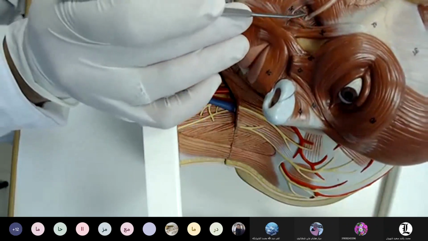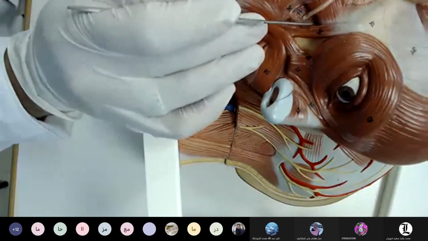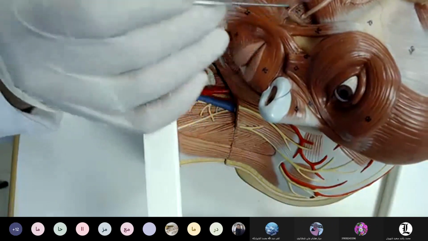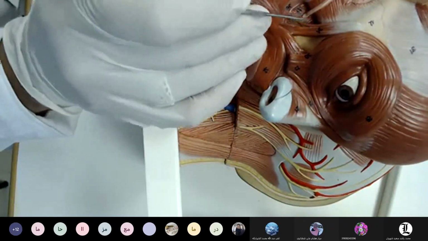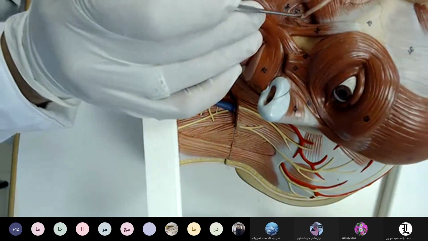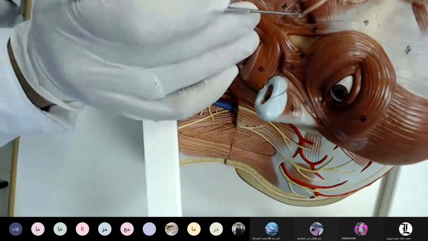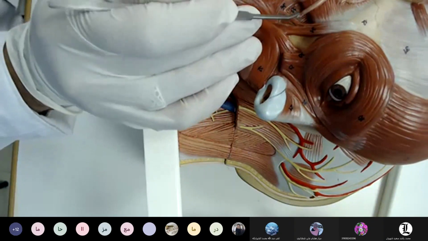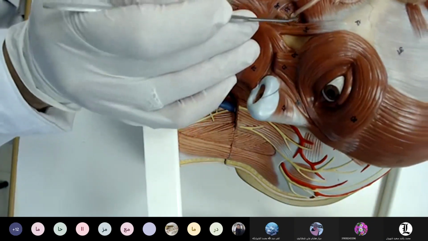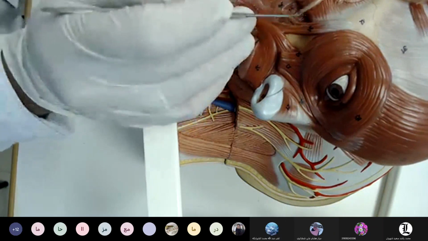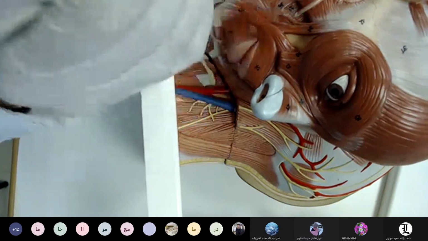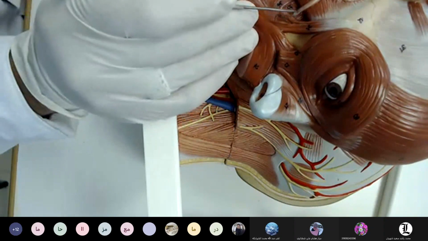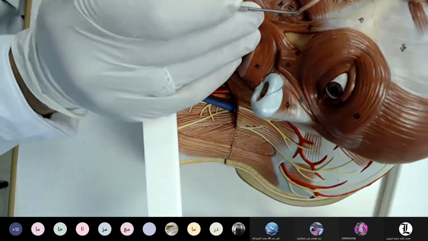It pierces the buccinator muscle. This muscle is the buccinator muscle. So it pierces the buccinator muscle and buccal mucosa at the level of the upper third molar tooth.